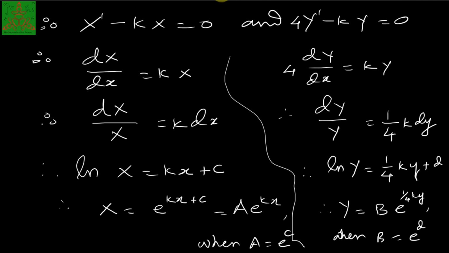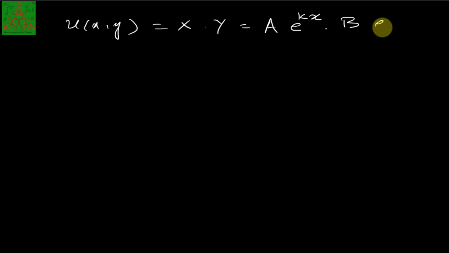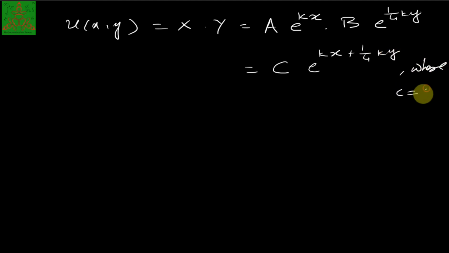So therefore u of xy, we can have it as capital X into capital Y, which will give you a into e^(kx) into b into e^(1/4 ky). So that is the thing we can get, and this will be c into e^(kx + 1/4 ky), where c is equal to a into b, that is another constant we can have.